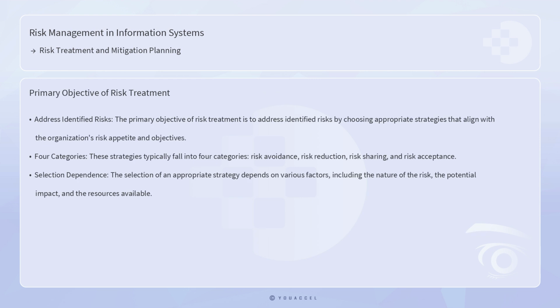The primary objective of risk treatment is to address identified risks by choosing appropriate strategies that align with the organization's risk appetite and objectives. These strategies typically fall into four categories: risk avoidance, risk reduction, risk sharing, and risk acceptance. Each strategy has its own set of advantages and challenges, and the selection of an appropriate strategy depends on various factors, including the nature of the risk, the potential impact, and the resources available.